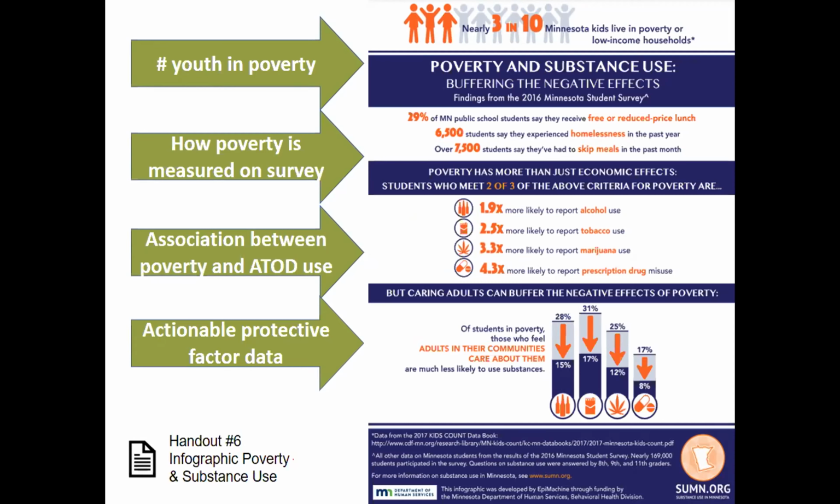And then finally, the actionable result. So protective factor data, what can they actually change in their community? They may not be able to change poverty in their community. However, they can make sure that youth feel like adults in their community care about them. So that's very actionable. And so this is an example of how we can put all of those elements together into one single deliverable to share with different members of the community.